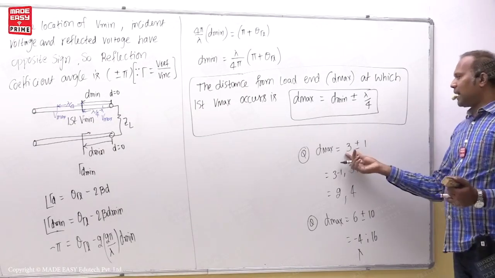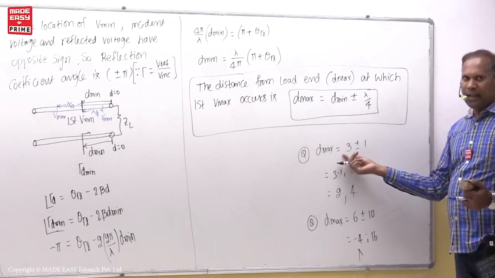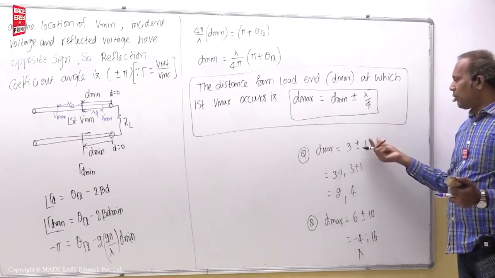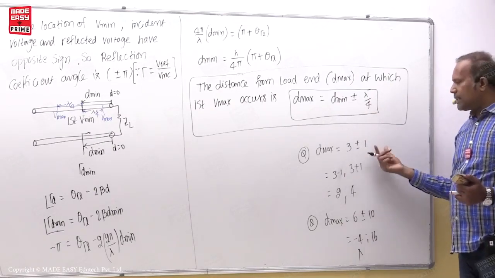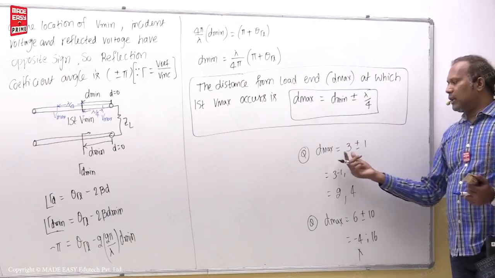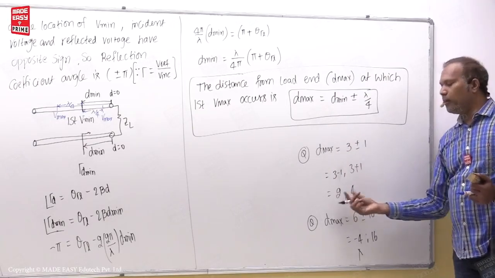I am assuming that after calculating d minimum I got 3 in one question, then lambda by 4 I got 1, then the distance at which the voltage maximum first occurs is 2 meters.